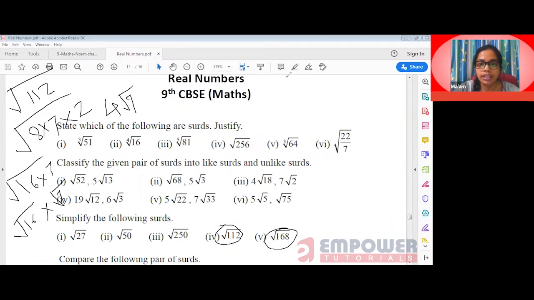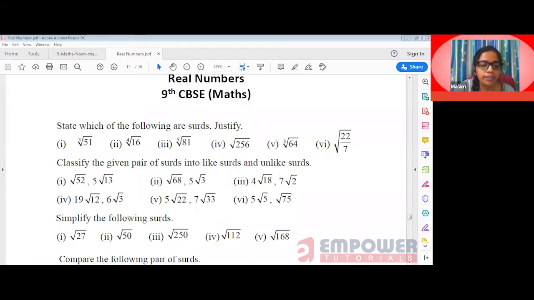Now tell me the next one. You have to simplify this surd. Simplify the following surd. This one. So what you have to do is factorize the number which is present under the root. So let's suppose you have root 27. So first of all you have to factorize this and look for the perfect square. So the factors of 27 will be 9 into 3, right?